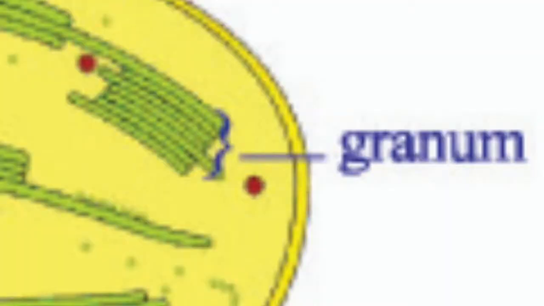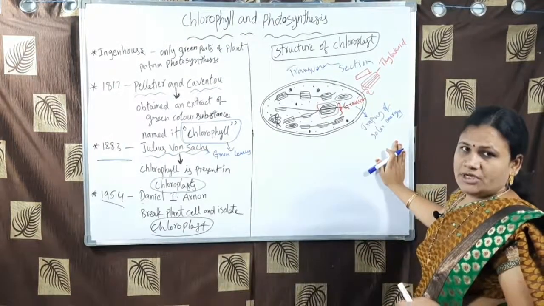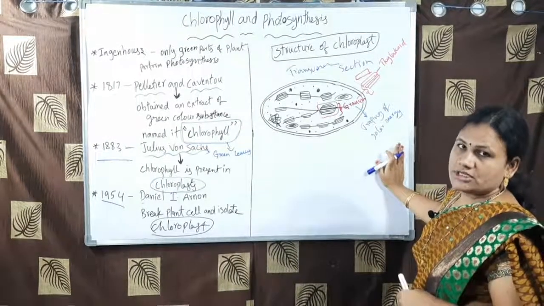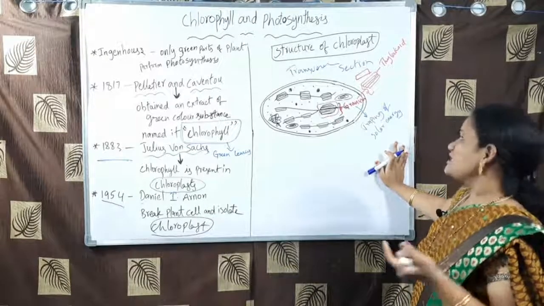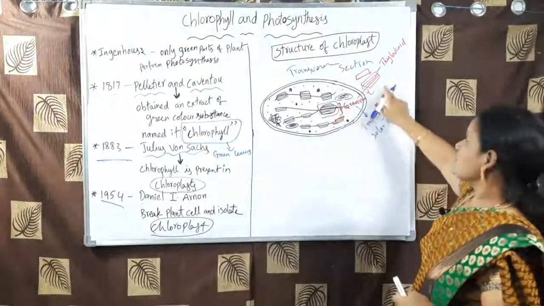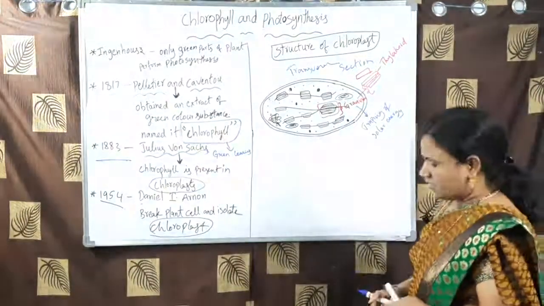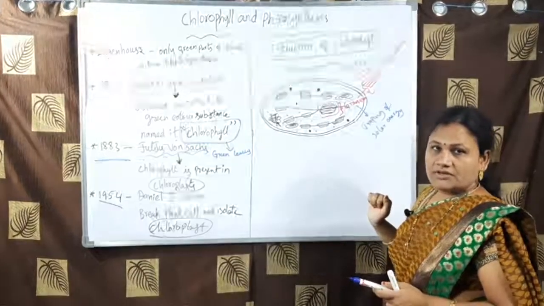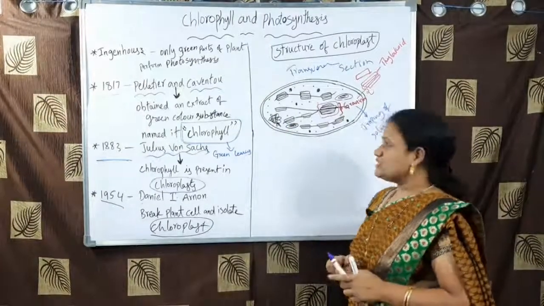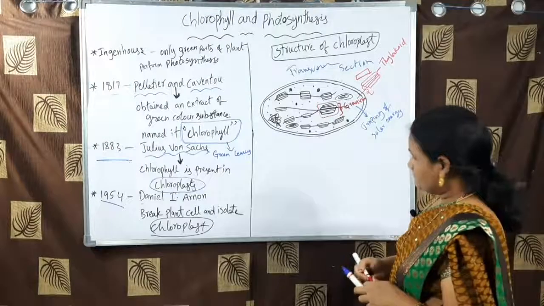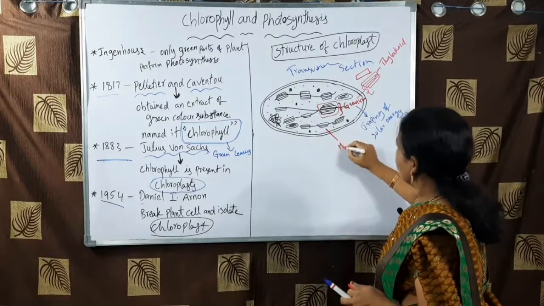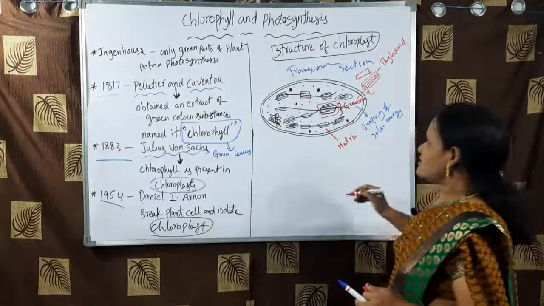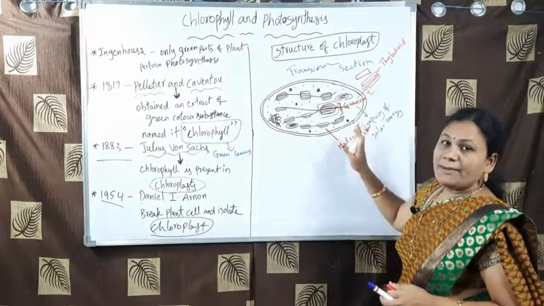This granum is responsible for trapping of solar energy. That means this is the very first basic step which initiates the process of photosynthesis. So this initiating step takes place within the granum, that means stacks of thylakoid. Next is the inner space of chloroplast, which is filled with a colorless matter known as matrix. So matrix is a colorless substance present inside the empty space of chloroplast.